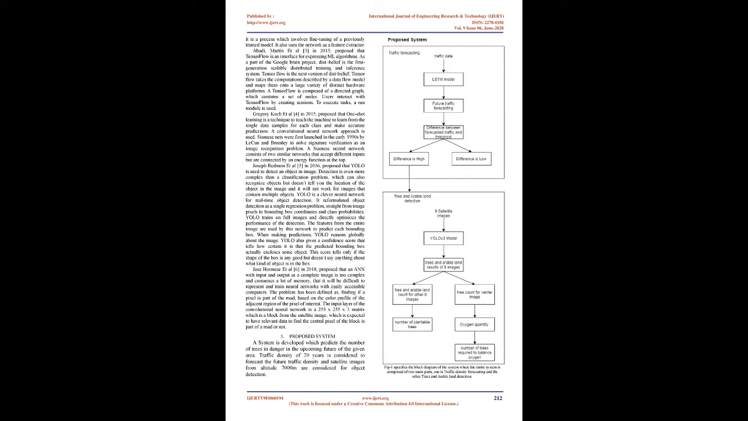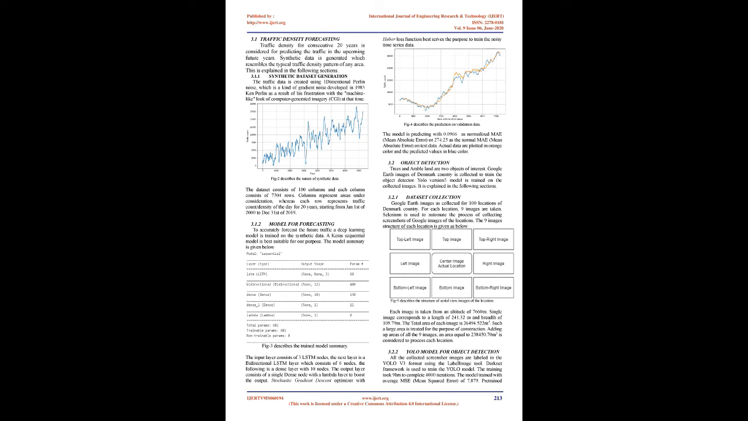Gregory Koch et al. [4], in 2015, proposed that one-shot learning is a technique to teach the machine to learn from single data samples for each class and make accurate predictions. A convolutional neural network approach is used. Siamese nets were first launched in the early 1990s by Bromley and LeCun to solve signature verification as an image recognition problem. A Siamese neural network consists of two similar networks that accept different inputs but are connected by an energy function at the top.